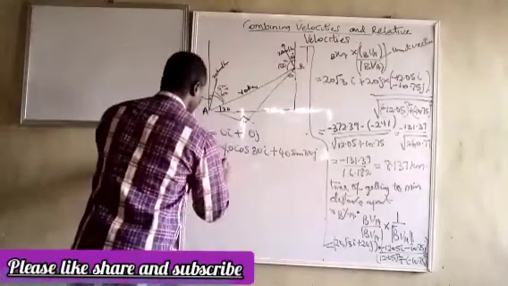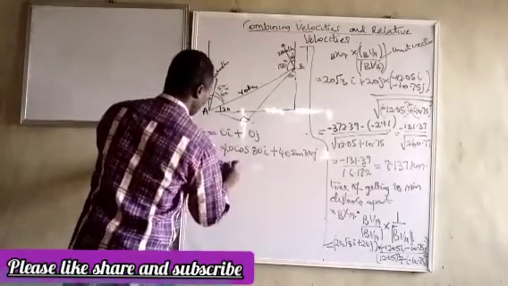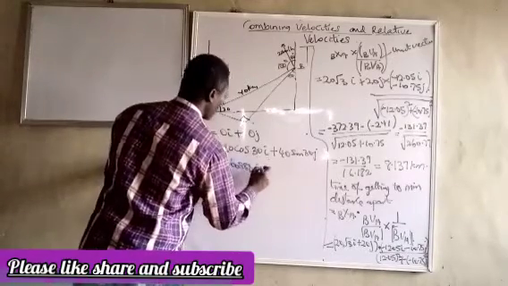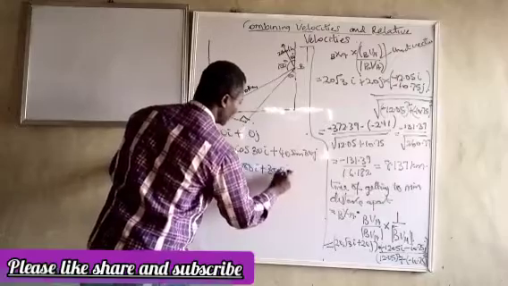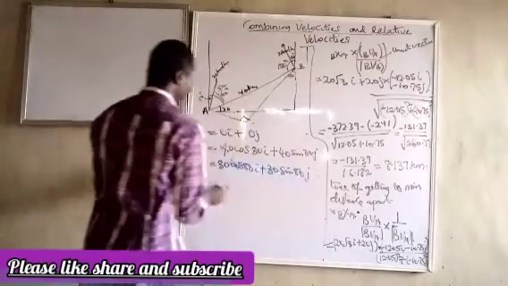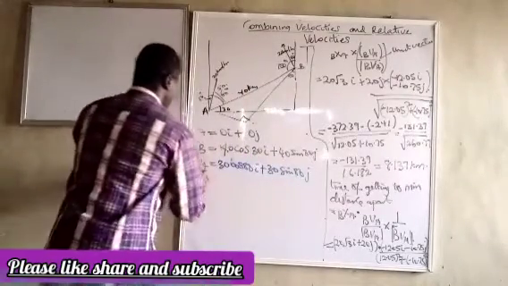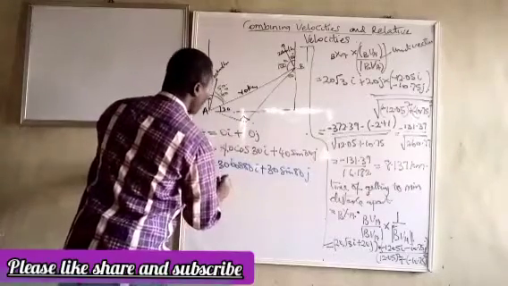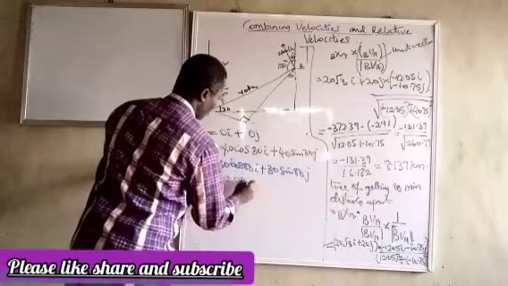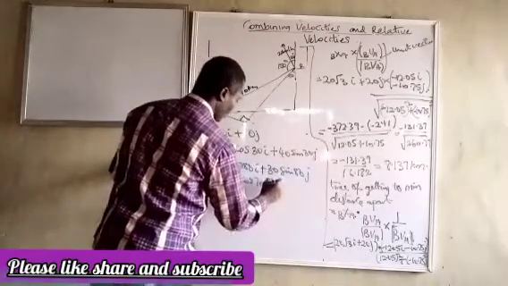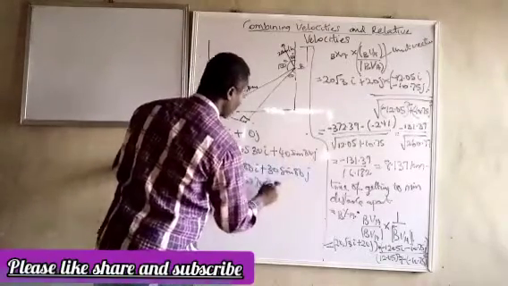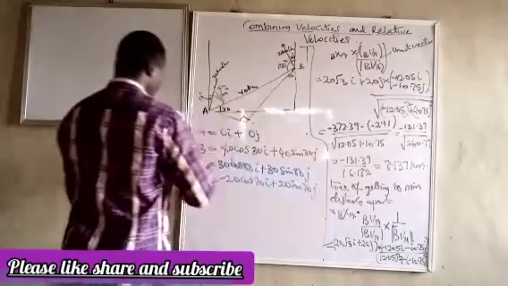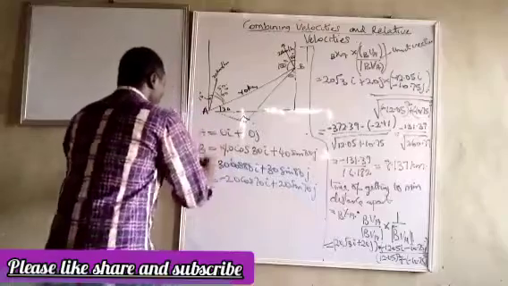We said that was 30 cos 80 i plus 30 sin 80 j. So the velocity of B, we said that one to be minus 20 cos 70 i plus 20 sin 70 j.